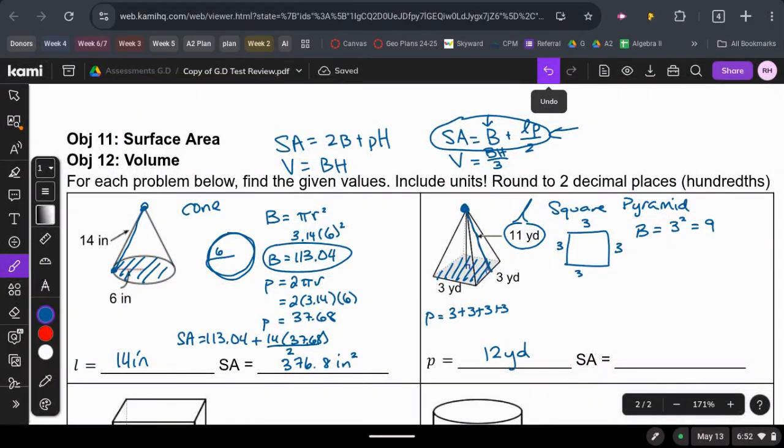The surface area is going to be using the same formula we did last time. So we need the area of the base, we need the slant height, and we need the perimeter. So the surface area is going to be taking the 9, which is the area of the base, plus the slant height, which was 11, times the perimeter, 12, divided by 2. And so this will be giving us 75 yards squared for our surface area.